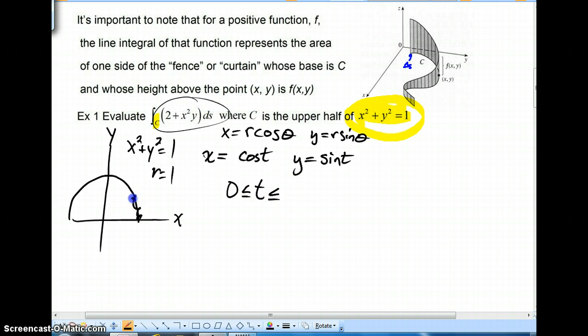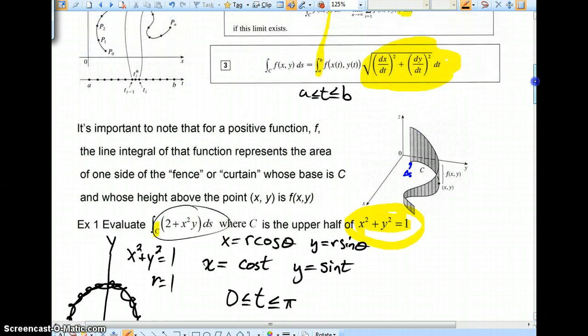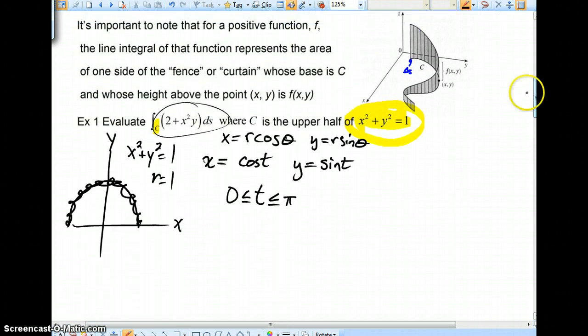0 and pi. We're going to go between 0 and pi. So, looking back up here, you could say very quickly, I need to integrate from a to b, so I'm going to integrate from 0 to pi.